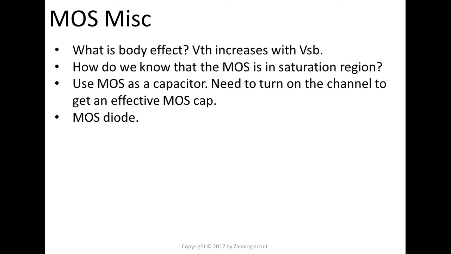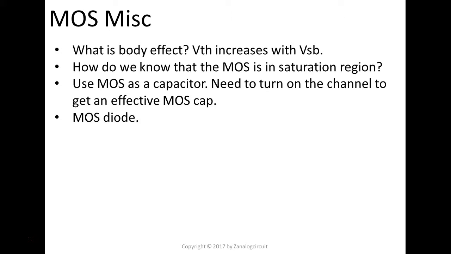But in certain cases, for example, in a cascode, the source voltage of the MOS on top could be higher than the body voltage, right? The body voltage is sitting at the ground. The source voltage could be 0.2 or 0.3 volts above the ground. With that, that can change the MOS threshold. This is a very useful characteristic.